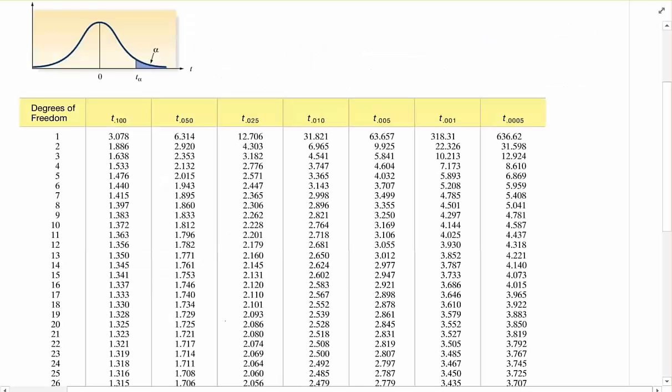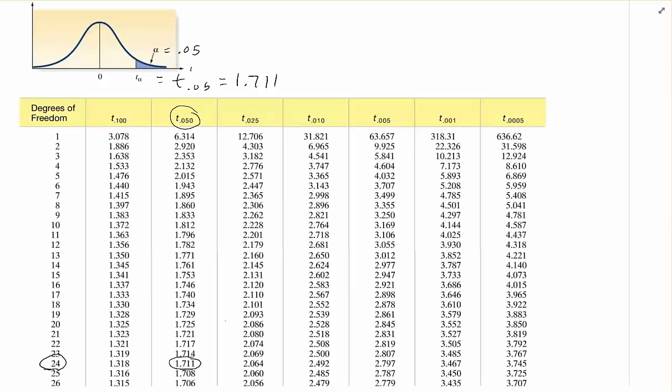All right, I've got 25 in the sample, so my degrees of freedom would be 24. This is an upper tail test, so my T alpha would be T sub 0.05, and that would give me a T alpha value of 1.711. So my T alpha is T sub 0.05, and that value is 1.711, because that's where alpha is 0.05.